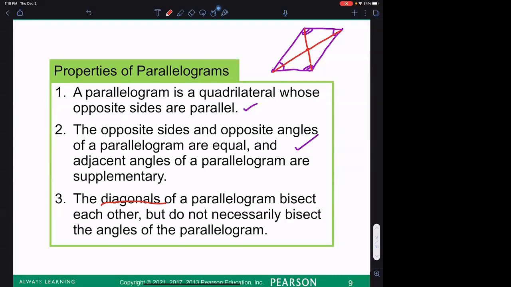So the way I've drawn it here, for example, you could see that this bottom right corner, that angle is shorter than that angle. So that angle did not get split in half, but the lines, when they cross, they split each other in half.